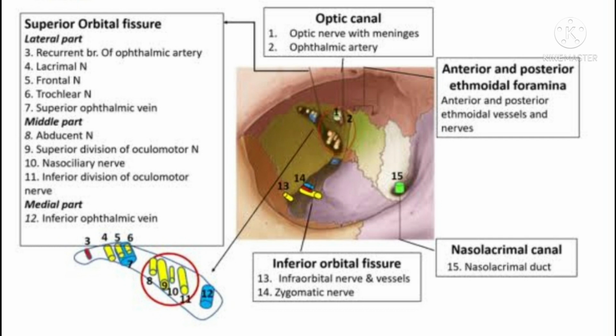Now the structures passing through the inferior orbital fissure are 13 and 14 respectively. 13 represents infraorbital nerves and vessels, and 14 represents zygomatic nerve. And the 15th is nasolacrimal duct, which passes through the nasolacrimal canal.